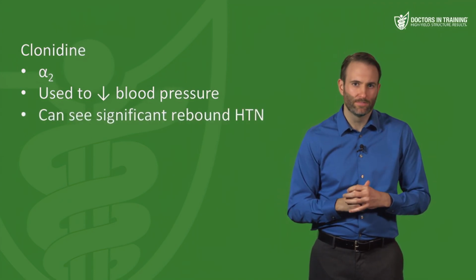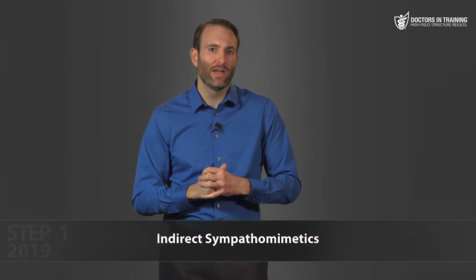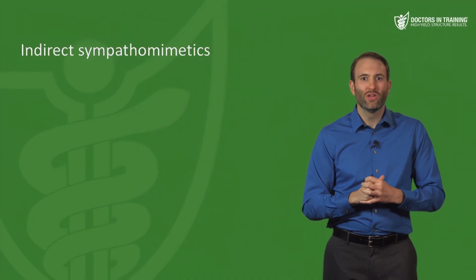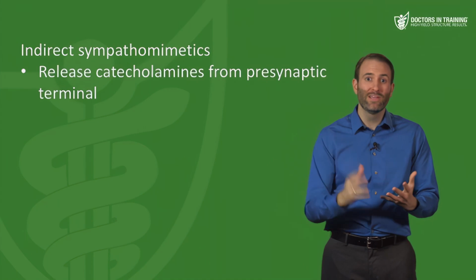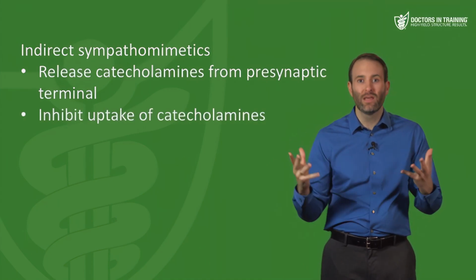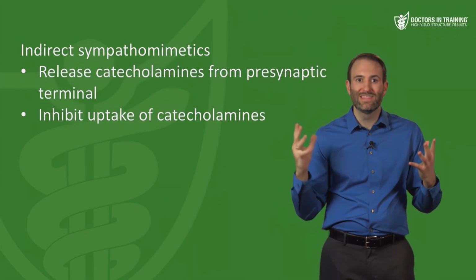All right, so now let's switch gears. We're going to move over to the indirect sympathomimetics. And now the indirect agonists cause catecholamine release from the presynaptic terminal, or their other mechanism is that they can inhibit the reuptake of catecholamine. So those catecholamines are going to stick around longer in the synaptic cleft.